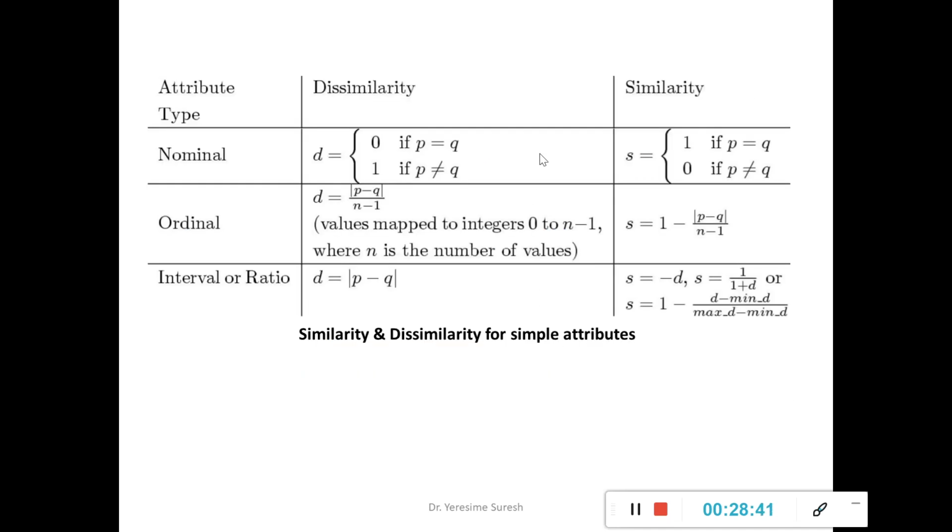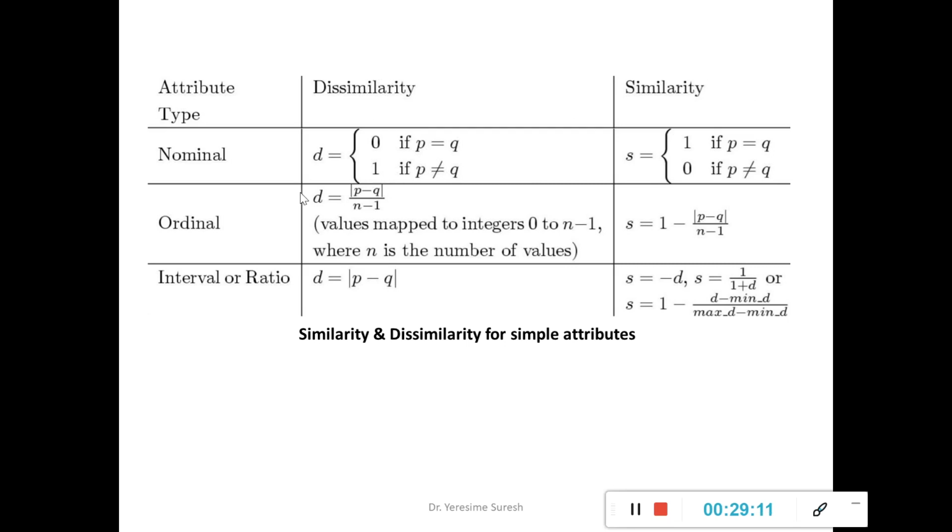So just to summarize what exactly is similarity and dissimilarity for given attributes such as nominal, ordinal, as well as binary and interval attributes. For nominal, with respect to similarity, I'll give a value of 1 if both data objects P and Q are equal. If they are not equal, I'll give 0. The opposite of similarity is dissimilarity. So if they are equal, I'll give 0. If they are unequal, I'll give 1. The opposite of similarity is dissimilarity or vice versa.